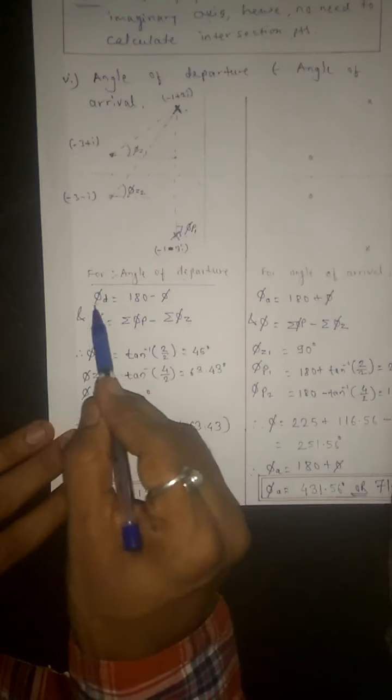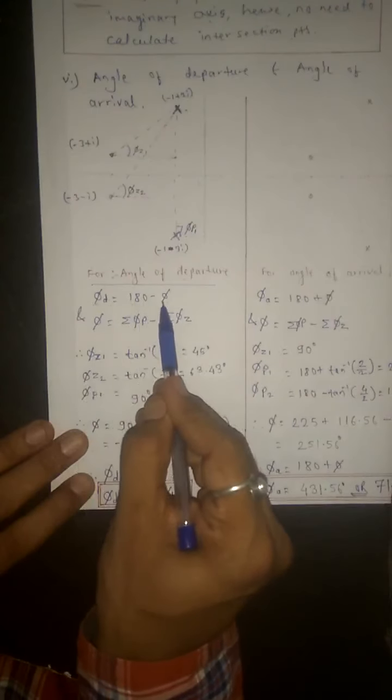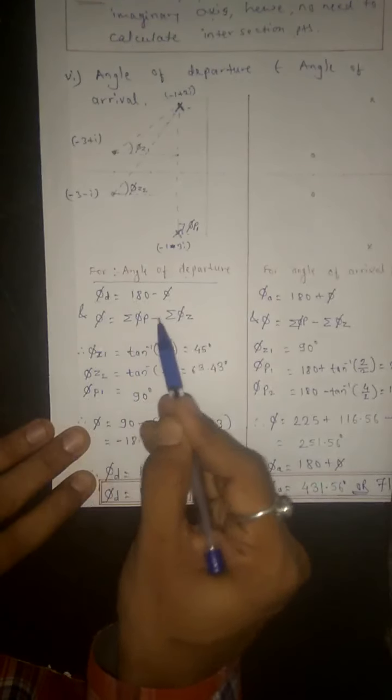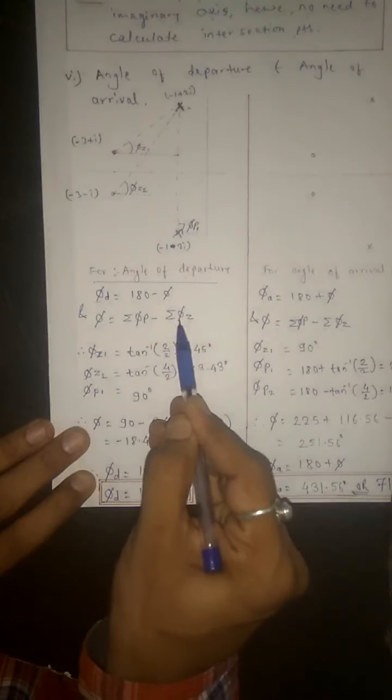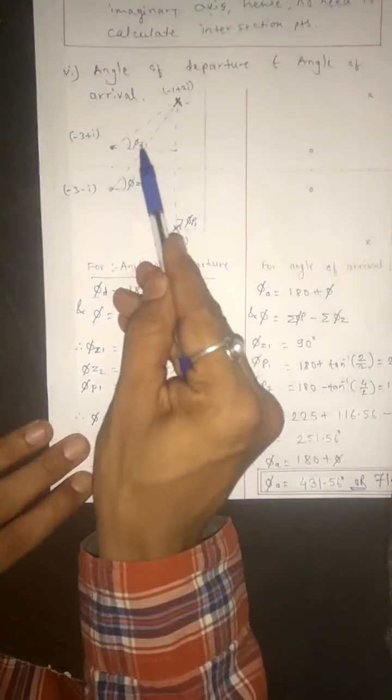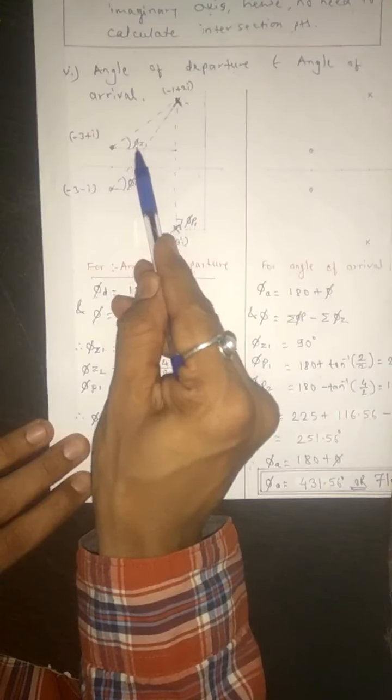Now, as far as the calculation part, the angle of departure is given by phi d is equal to 180 minus phi. And phi is the summation of angles made by poles minus the summation of angles made by zeros. So collect all the angles made by poles and all the angles made by zeros. Firstly, we'll talk about phi z1.